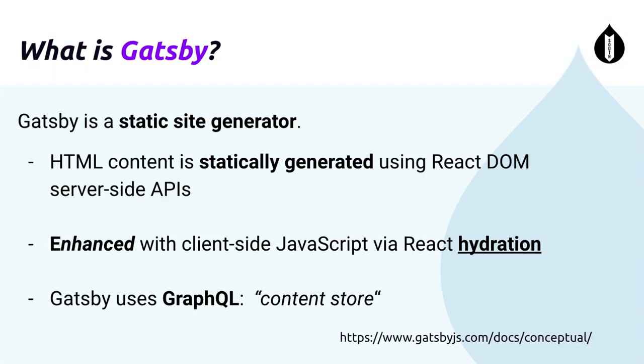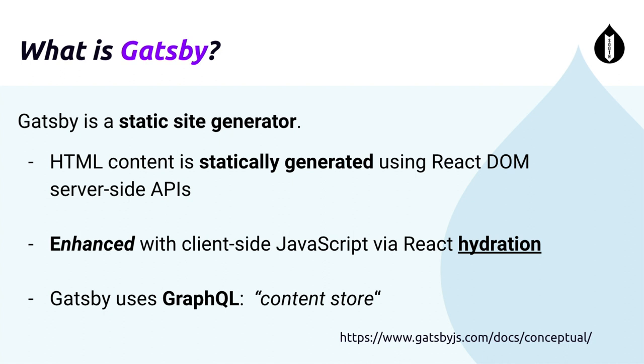So again, if you didn't know what Gatsby is, it's not a two-foot sandwich. It's a very popular JavaScript-based static site generator, or people might say now it's even a dynamic static site generator. HTML content is basically statically generated using React DOM server-side APIs, and then it's enhanced with client-side JavaScript via React Hydration. So what that means is hydration is the process of using client-side JavaScript to add application state and interactivity to server-rendered HTML. It's a feature of React, one of the underlying tools that make the Gatsby framework.